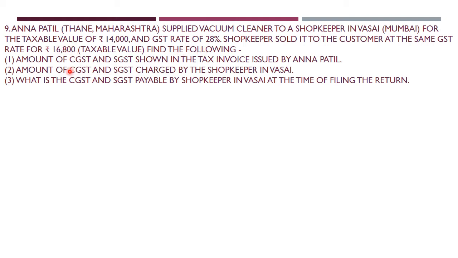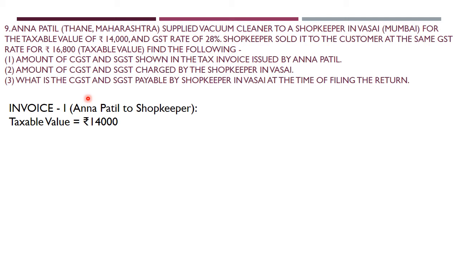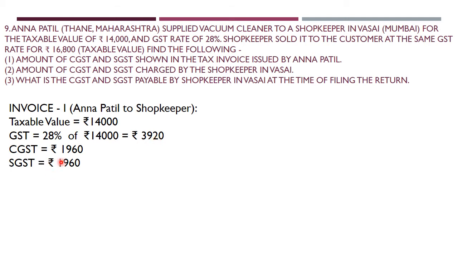Find the following. First, we need to find the amount of CGST and SGST shown in the tax invoice issued by Anna Patil. Next, the amount of CGST and SGST charged by the shopkeeper in Vasai. And finally, what is the CGST and SGST payable by the shopkeeper in Vasai at the time of filing the return? First, invoice 1, the bill given by Anna Patil to the shopkeeper. In that, the taxable value is 14,000 and the rate of GST is 28%. So GST will be 28% of 14,000, and that is rupees 3,920. Next, half of it is CGST and half of it is SGST. So CGST and SGST will be 1,960 each. So this is invoice 1.